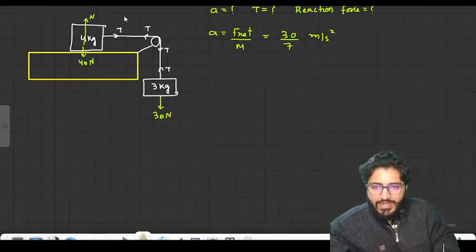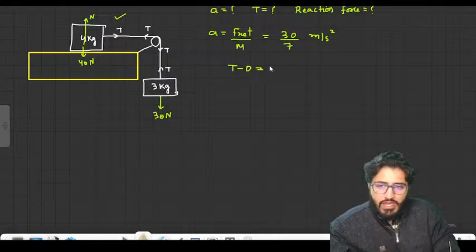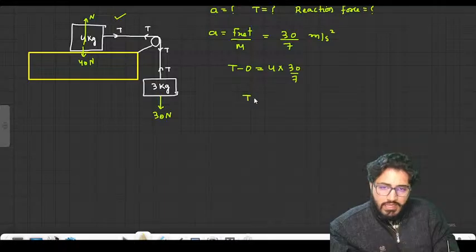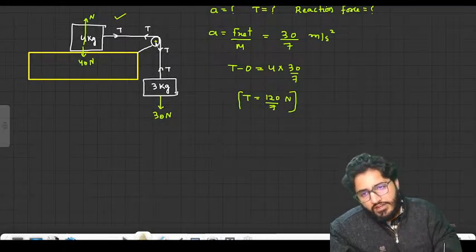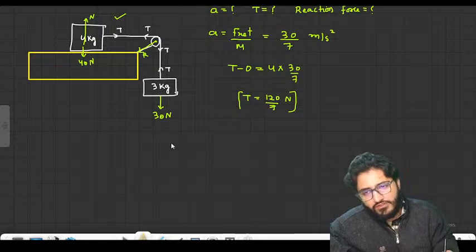Now tension, I can write for this one, FBD. T minus 0 equals mass 3 times acceleration 30 by 7. T came out to be 120 by 7 Newton. Super easy. Now the reaction force. This will be my reaction force.